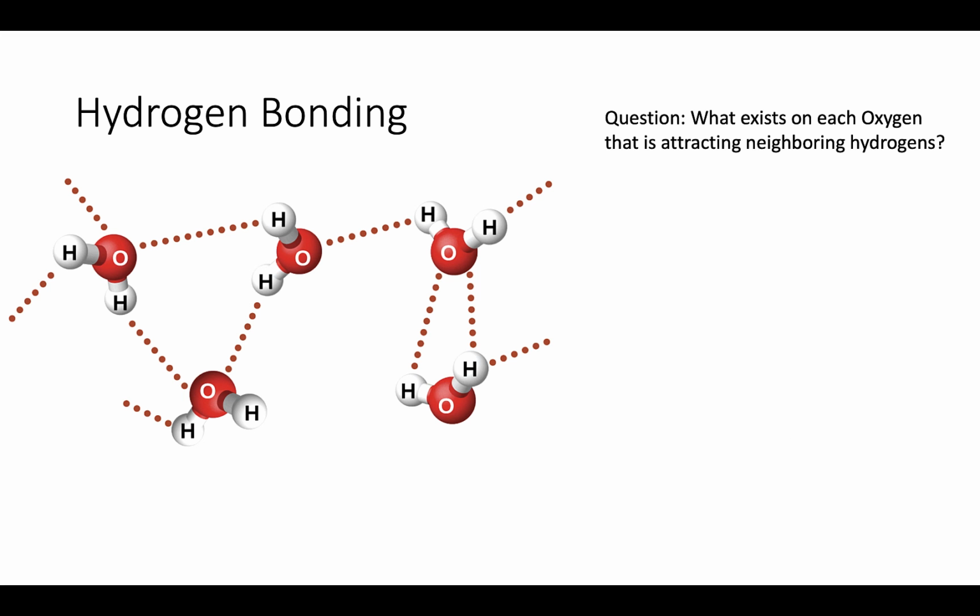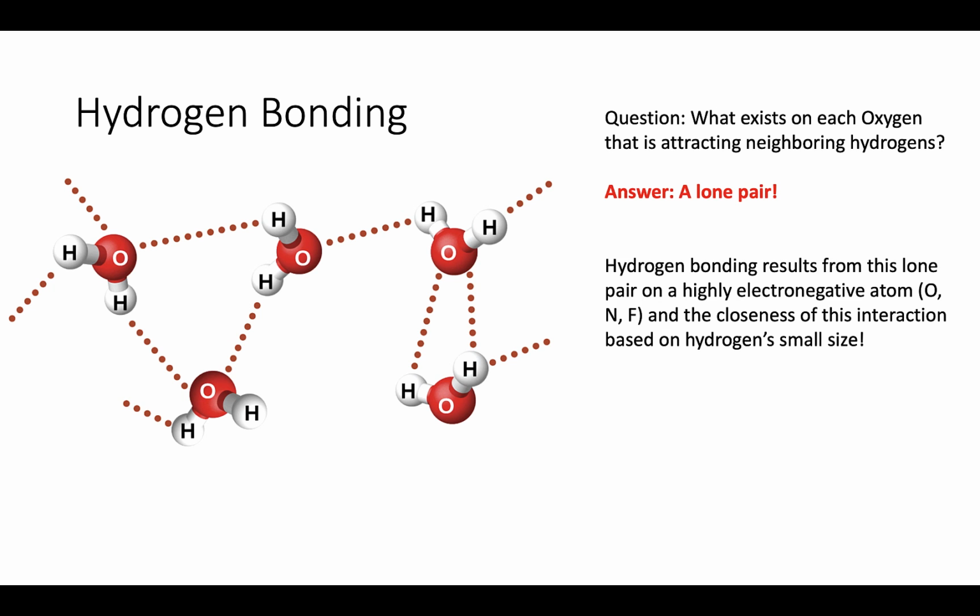Let's take a look at another hydrogen bonding network for water, for instance. And for a question, see if you were paying attention: we see that there are hydrogens attracted to something on the oxygen. What is it on the oxygen that's attracting the hydrogens? Hopefully, if you were paying attention, there is a lone pair.